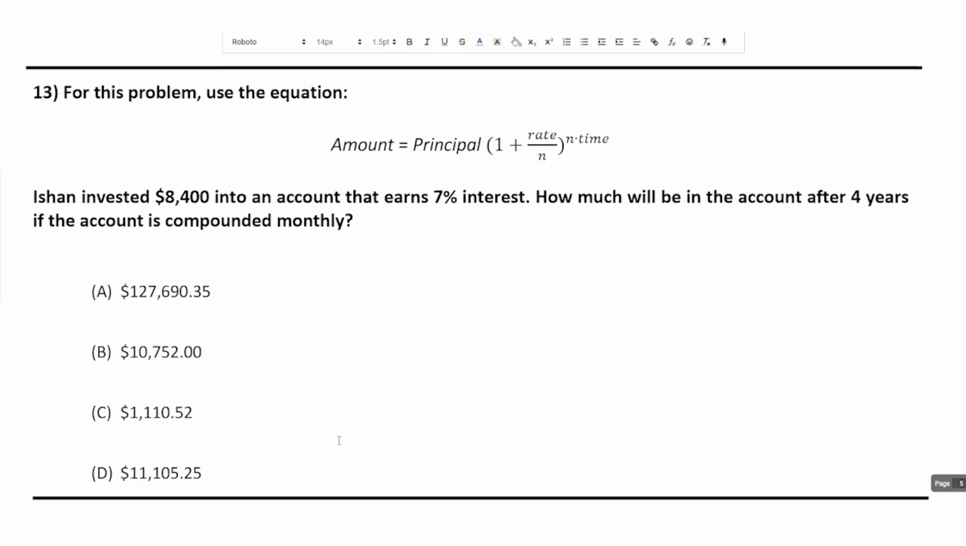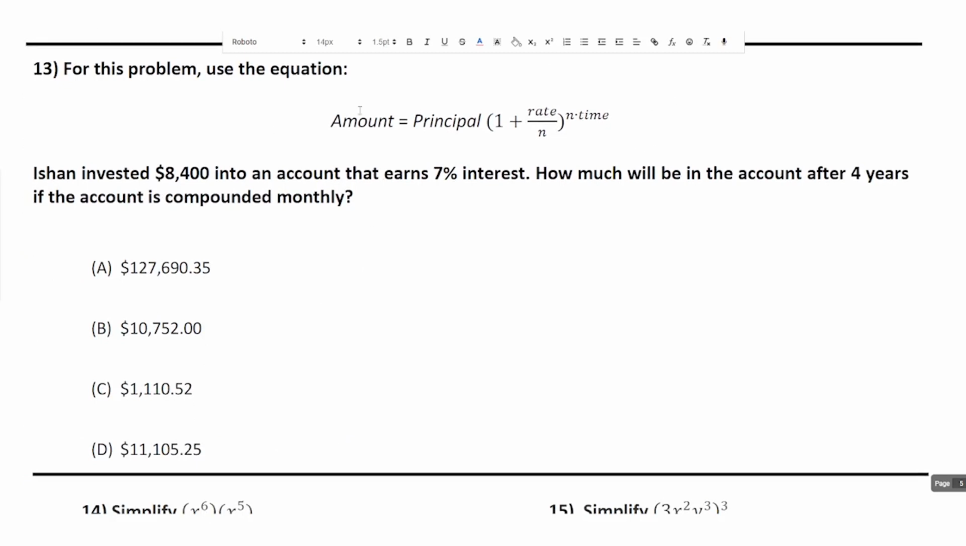Number 13 is a compound interest problem, and they give us the formula. So let's dig through the actual question here and see if we can construct an equation to come up with our answer. It says Ishan invested $8,400, so that's our initial amount, that's going to be our principal, into an account that earns 7% interest, that's going to be the rate. How much will be in the account after 4 years? Okay, so 4 years, that's going to be our time.